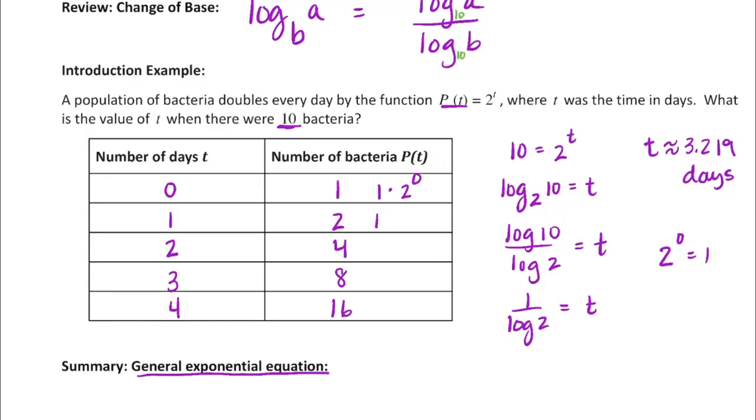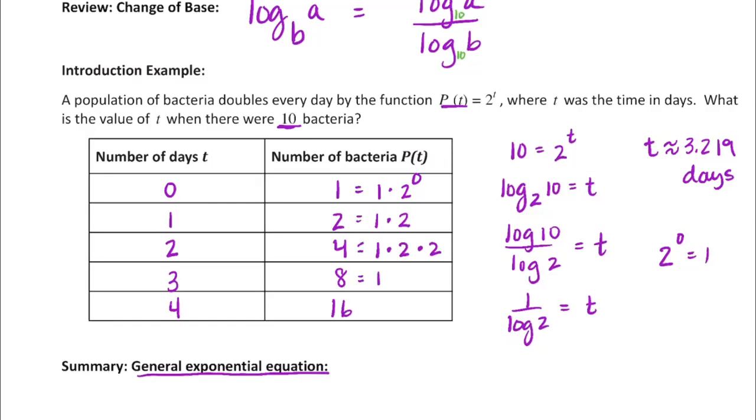And in the second row, we started out with 1 and we doubled it, so it would be times 2. And then after 2 days, we start out with 1, we doubled it on the first day, and then we multiplied it by 2 again to double it on the second day. And let's go one more.